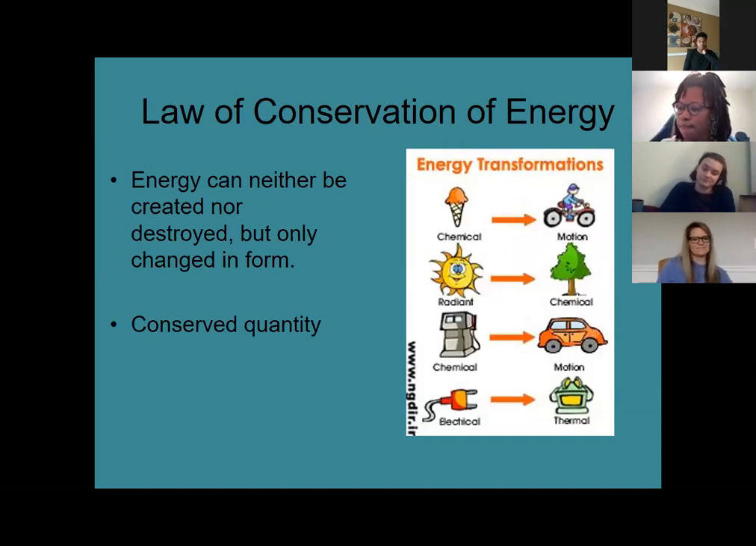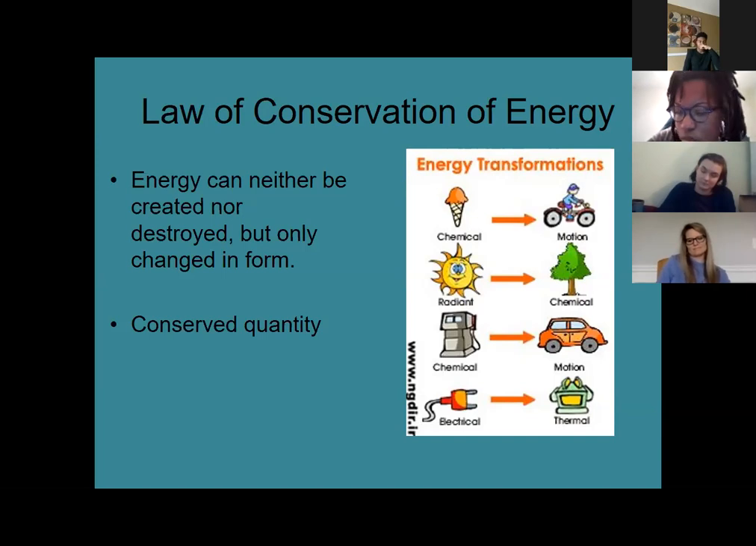Now, one of the things that we mentioned initially is that matter and energy are conserved quantities. And what that means is that you can't create or destroy it, but you can change its form. So for example, we mentioned with a battery, chemical energy is converted to electrical energy. That's a transformation.